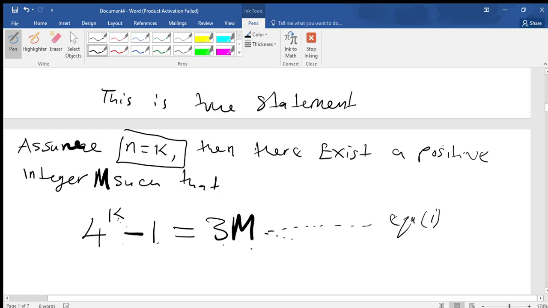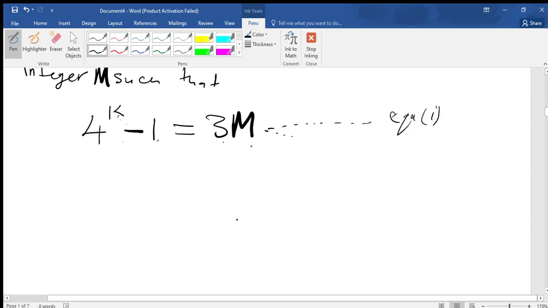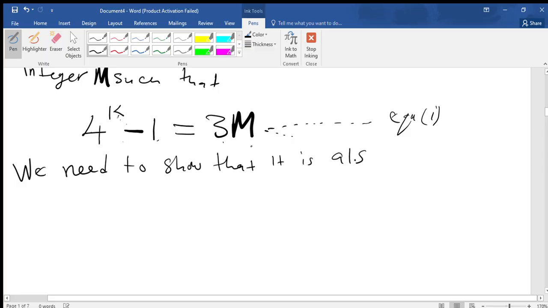So if this is equation 1, what is the second part? We are going to say that we need to show that it is also true for n equals k plus 1. This is what the inductive step says. So when you assume that it is true for n equal to k, we also have to show that it is true for n equals k plus 1.